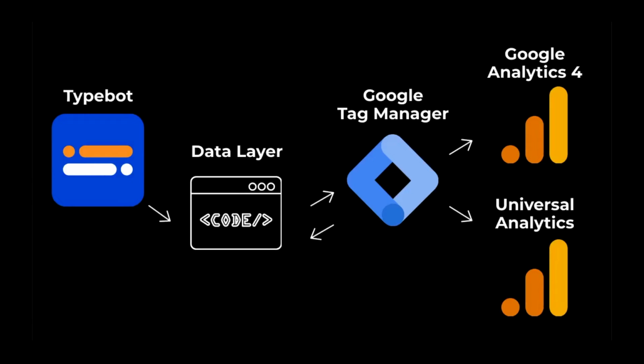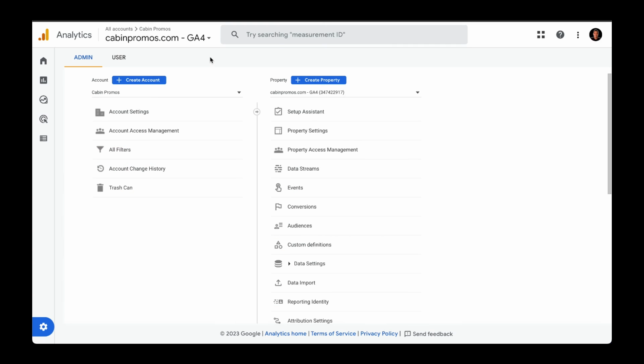To quickly recap, we used TypeBot to capture leads. On successful lead submission, we use this code block to send data to the data layer with this event name called generate lead. From there, we created a trigger to fire when the generate lead event happens. And when this generate lead trigger occurs, then we fire off these two tags. One tag is to send event data to Google Analytics 4, and the other tag is to send event data to Universal Analytics. And lastly, we configured conversions to be set whenever that generate lead event occurs.